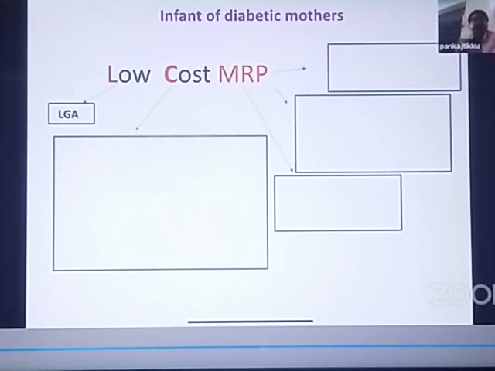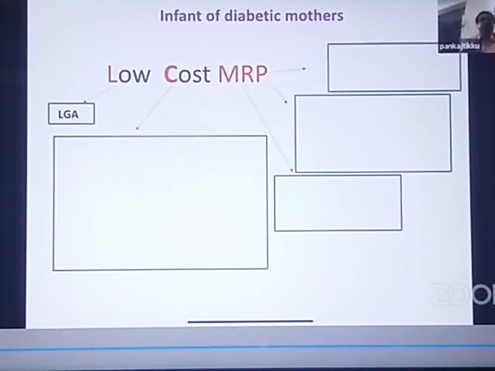So the complication that starts from L is large for gestational age. If you go back to yesterday's class, when I was telling you small for gestational age, appropriate for gestational age, and large for gestational age, I told you large for gestational age is when birth weight is more than 90th percentile of the expected. When the birth weight is less than 10th percentile of the expected, it is small for gestational age. When the birth weight is between 10 to 90th percentile, it is appropriate for gestational age. Remember? So when the birth weight is more than 90th percentile of the expected, it is large for gestational age.